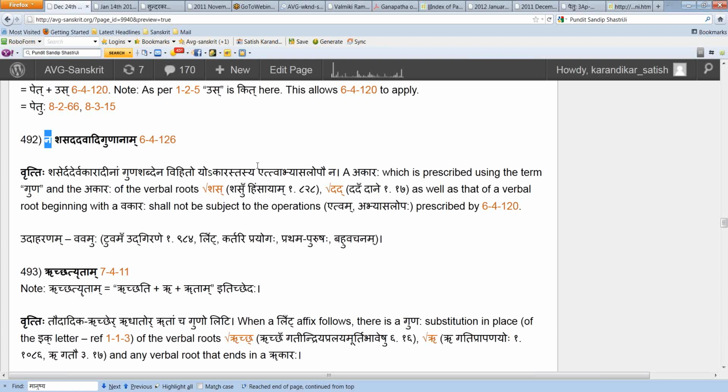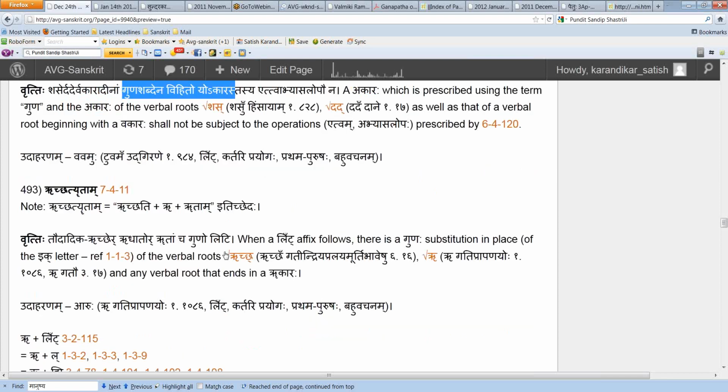So now you see this is a nishedha for 6.4.120. It says etva abhyasa lopo na. The two operations which have been prescribed by 6.4.120 are not going to take place for these items. Which are these? This is dhatu shas, dhatu dad, and then any vakaradi dhatu, and also gunashabdena vihito yo akaraha. If an akaraha comes through an operation, a guna operation, then that also doesn't qualify for 6.4.120. We're going to see an example of that very shortly.